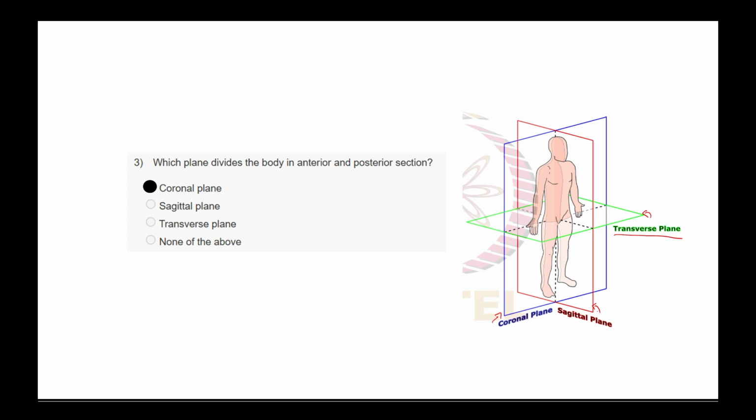This is the diagram that you want. Anterior posterior meaning front and back. So to reiterate, coronal plane front and back, transverse plane up and down, sagittal plane left and right. So the answer is coronal plane, which divides the body in anterior and posterior section.